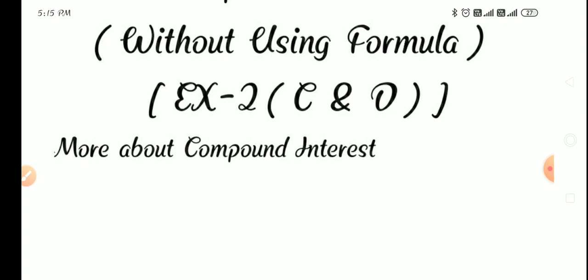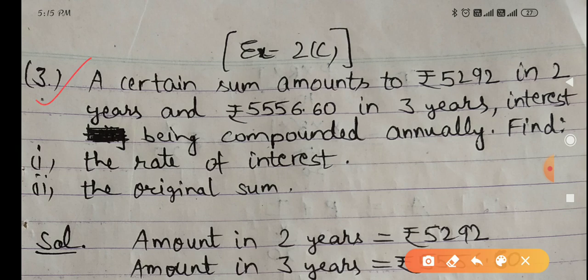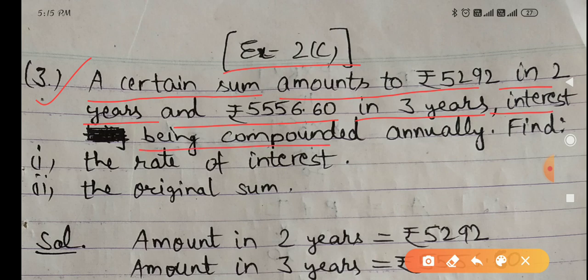So first of all, some questions from exercise 2C I am taking. You can see question number 3, exercise 2C is written. Question number 3 I am taking. A certain sum amounts to rupees 5292 in 2 years and 5556.60 in 3 years, interest being compounded annually. Find the rate of interest and the original sum.